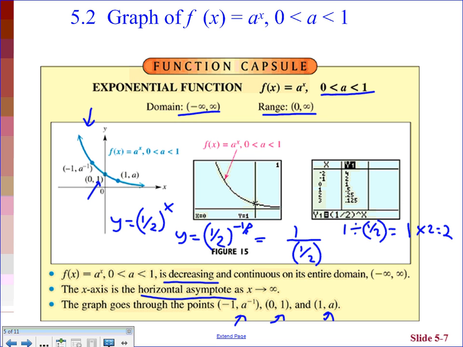So this point is always going to be the inverse of whatever the base is. If the base is 1/2, we're going to flip that over, and this point would be 2. And this would always be whatever the base is. This point, when x equals 1, of course, it's just whatever the base is. So you can see when x is negative, it gives higher values because we're dividing by a fraction. If we divide by a smaller and smaller fraction, we get a bigger and bigger number.